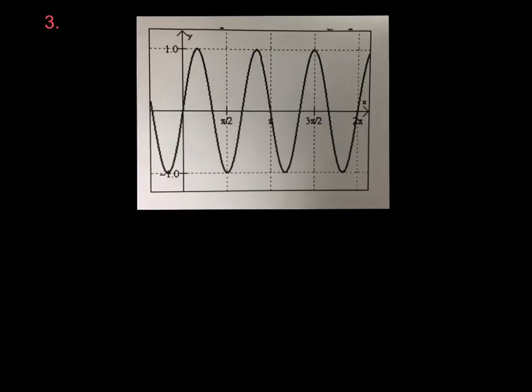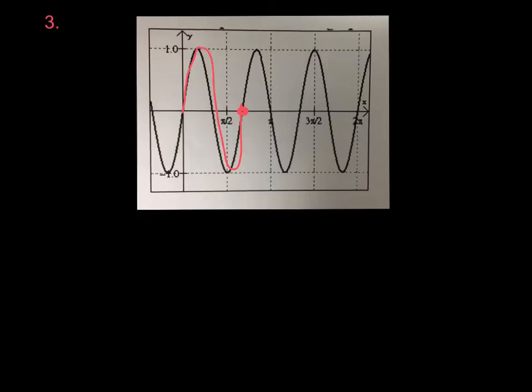Number 3 asks us to determine the period of the function below. Now, we know the period is the horizontal length of one complete cycle. So if we look, here is one complete cycle. But anyway, we can't really determine where that ends. So it's going to be hard for us to determine the period just by looking at it.